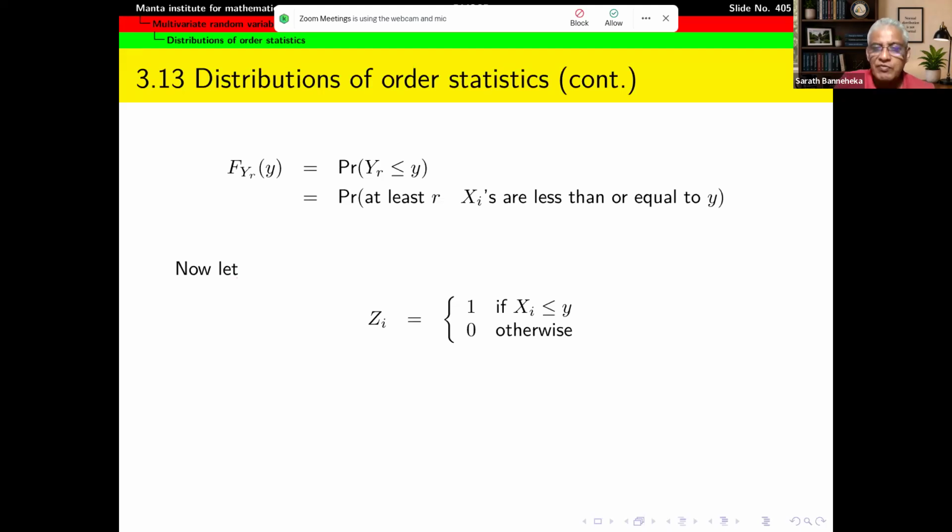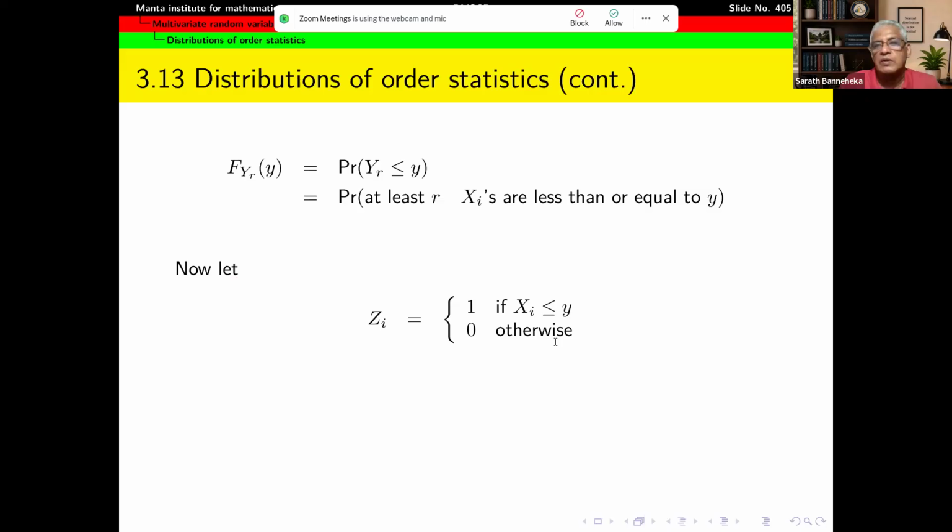So in order to write down this thing and find out the distribution, let us define a new random variable, say Zi is equal to 1 if Xi is less than or equal to y. We are interested in the X's that are less than or equal to y. So Z1 is 1 if X1 is less than or equal to y, otherwise Z1 is 0. Z2 is equal to 1 if X2 is less than or equal to y, otherwise it is 0. Like that, we can define up to Zn.